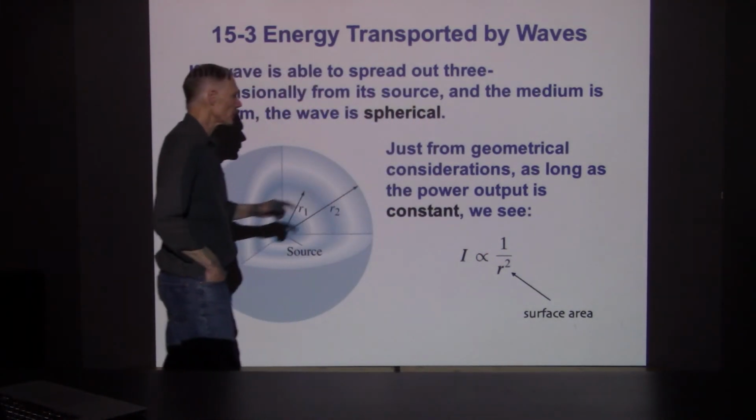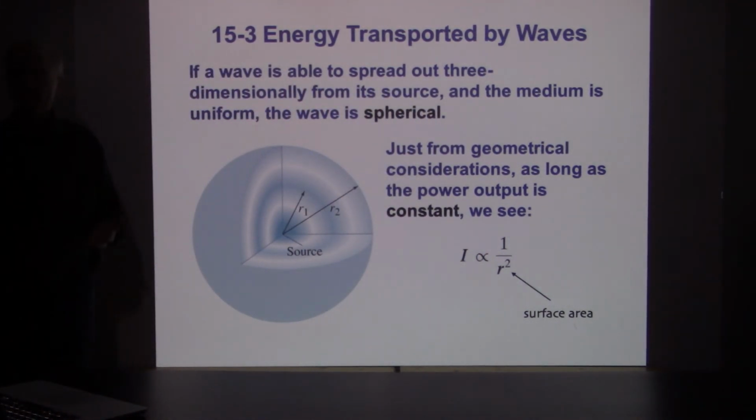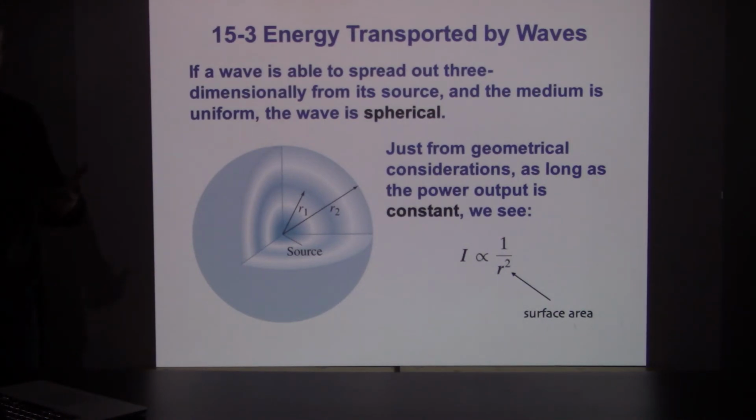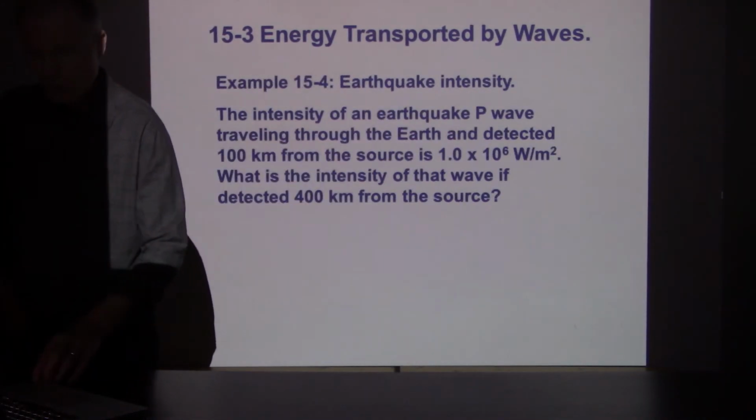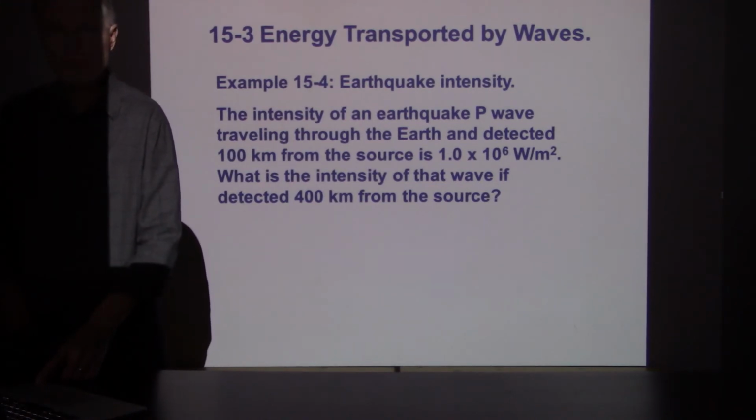So the surface area, in this case, is getting bigger. The surface area is not dropping off. And that tells us the intensity will drop off with distance.